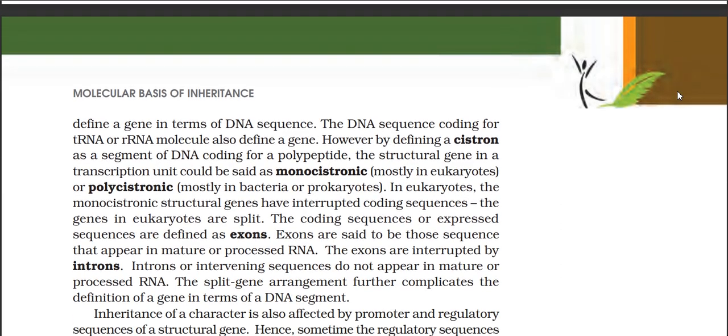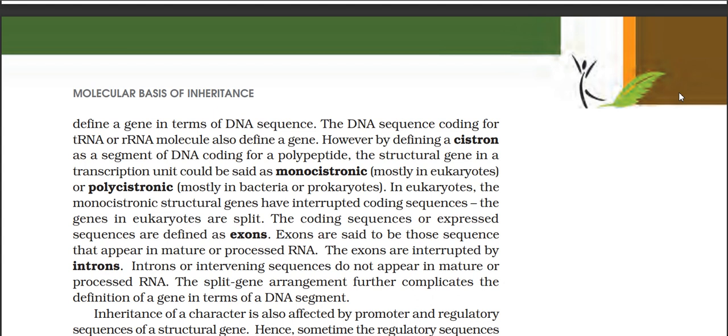The DNA sequence coding for tRNA or rRNA molecules also defines a gene. However, by defining a cistron as a segment of DNA coding for a polypeptide, the structural gene in a transcription unit could be said to be monocistronic, mostly in eukaryotes, or polycistronic, mostly in bacteria or prokaryotes.